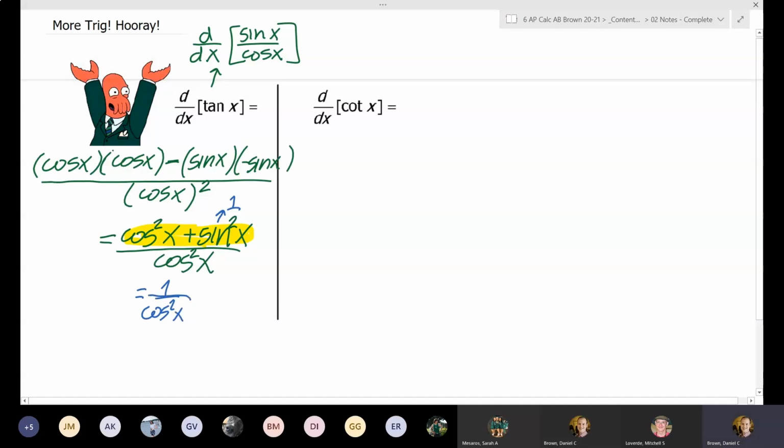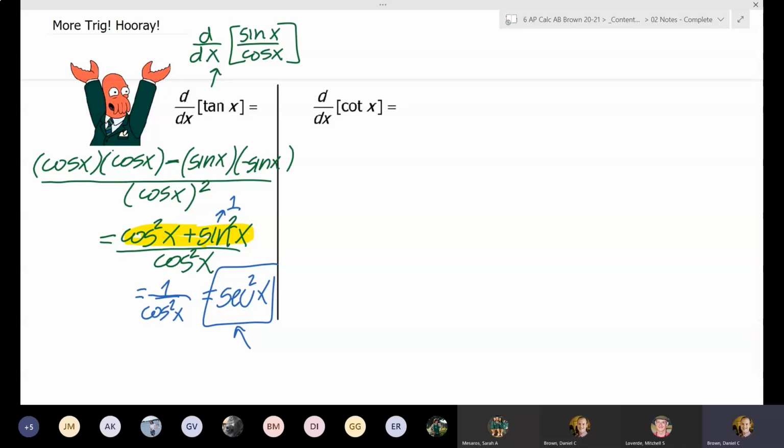1 over cosine squared of x, we can probably write that a different way as well. What would be equivalent of saying 1 over cosine squared? Secant squared. So the short answer to this is the derivative of tangent is secant squared of x. I show you that one so you can kind of see where it comes from.